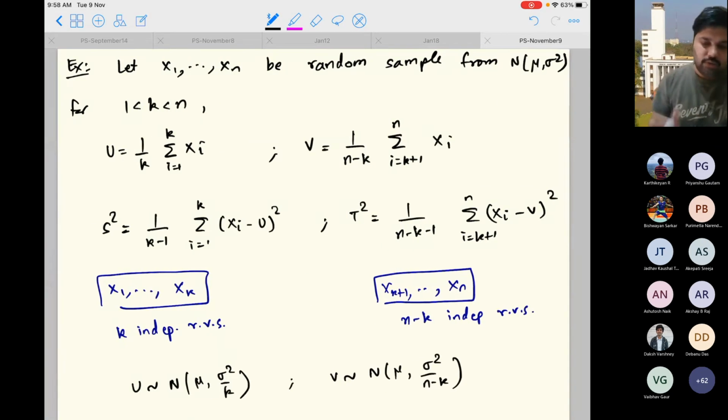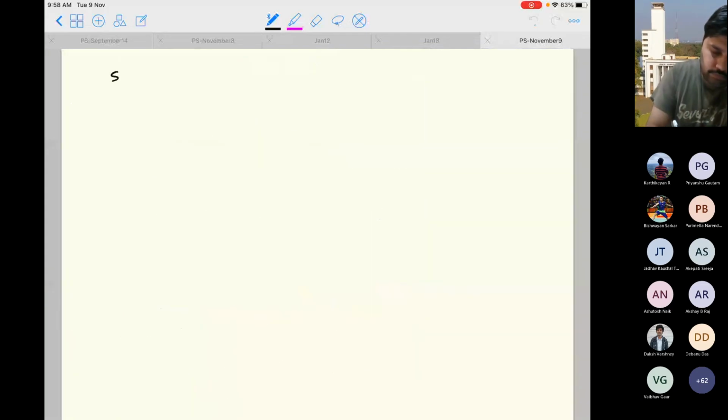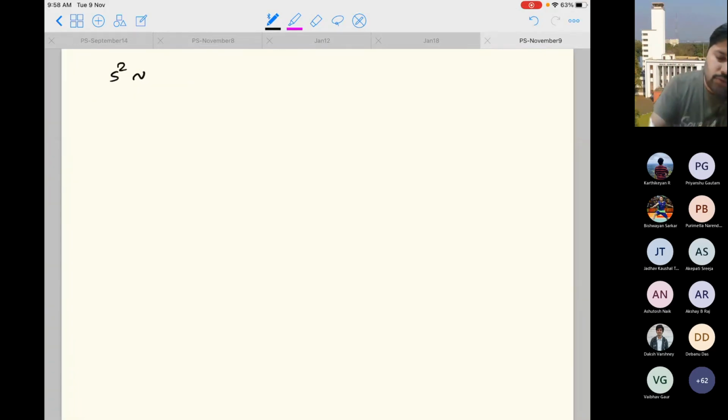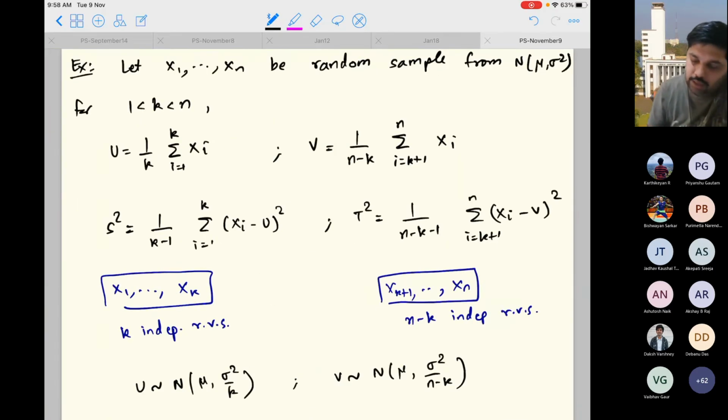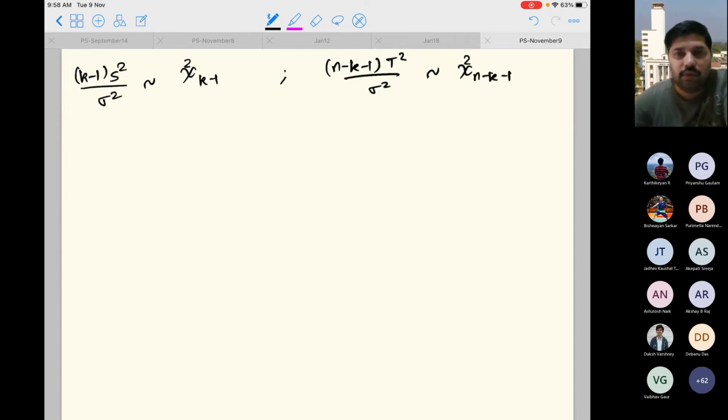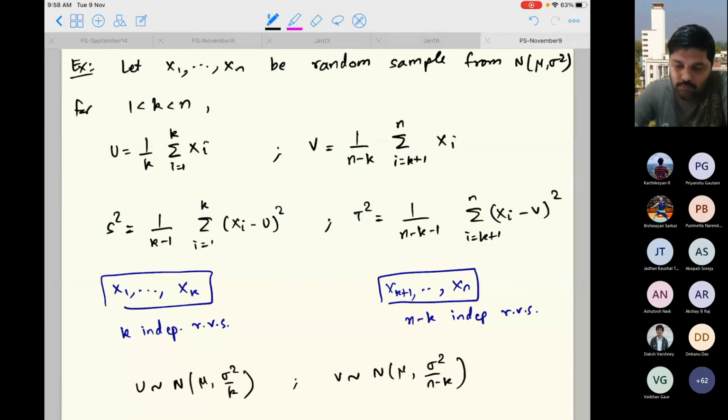What is the density of S square? Not really S square. What I should really ask is that (k minus 1) S square by sigma square follows chi square with k minus 1 degrees of freedom. And similarly, (n minus k minus 1) T square by sigma square follows chi square with n minus k minus 1 degrees of freedom. Is that okay? Do you agree with this?